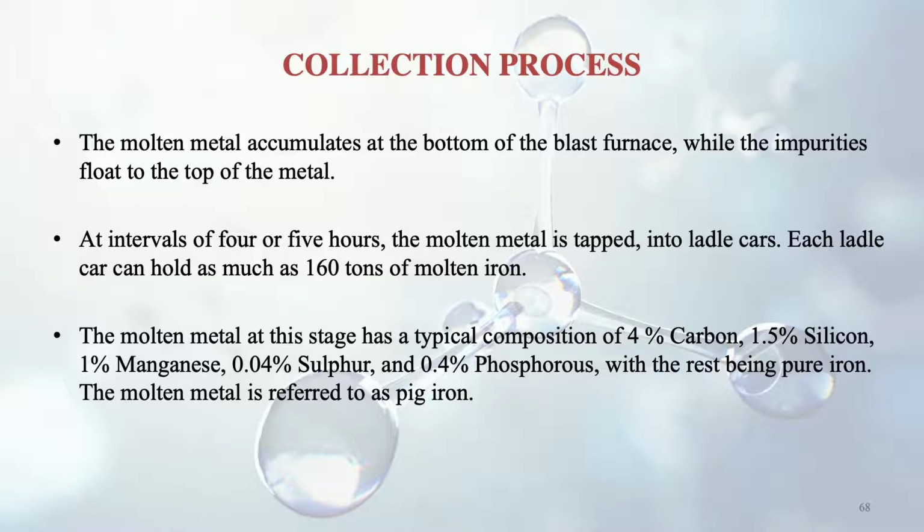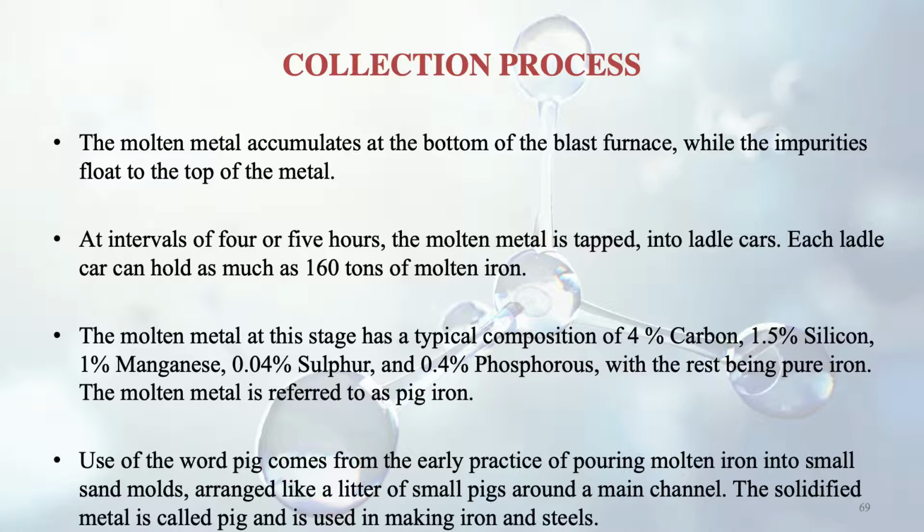And the remaining portion, these are the small elements. What is the remaining? The iron, pure iron. So that is how much it is, about, you can say, around 94 to 95%. The molten metal that is collected is referred to as pig iron.